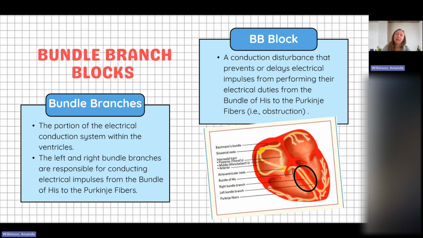This results in asynchronous ventricular depolarization, which you'll often see on an ECG as a wide QRS complex. So unlike AV blocks, which are all about the atrioventricular conduction delays, bundle branch blocks are about how the ventricles depolarize, and they can significantly affect how the heart pumps, especially if combined with other conduction issues.